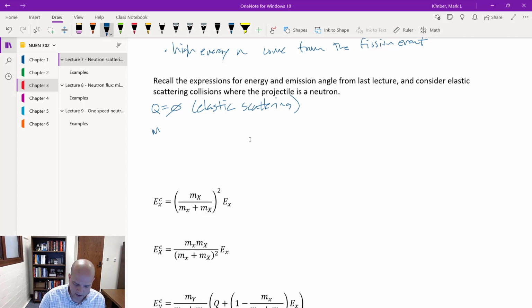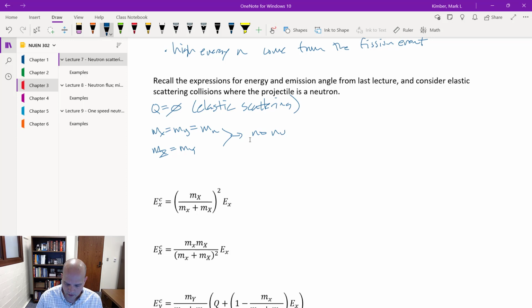But in this case, because it's a neutron as a projectile, mx equals my equals mn. The mass of the neutron is what the projectile is, and the light particle is after the scattering event. And likewise, my target before is the same thing as the mass of my heavy product after the event.